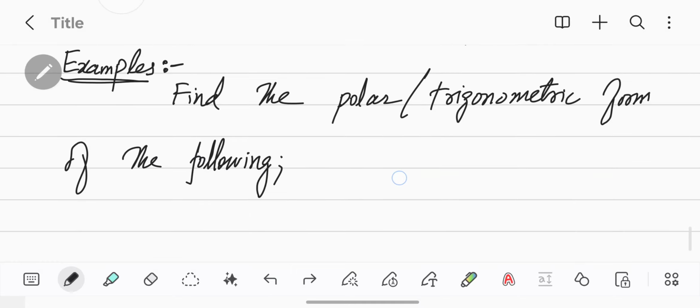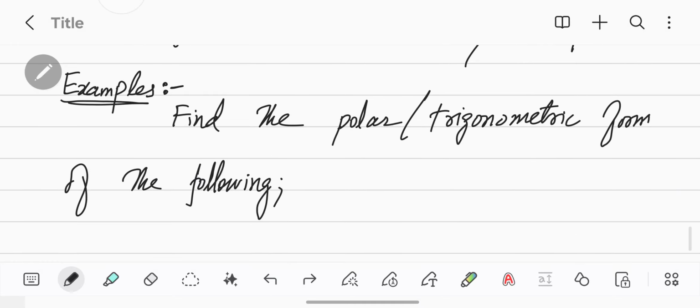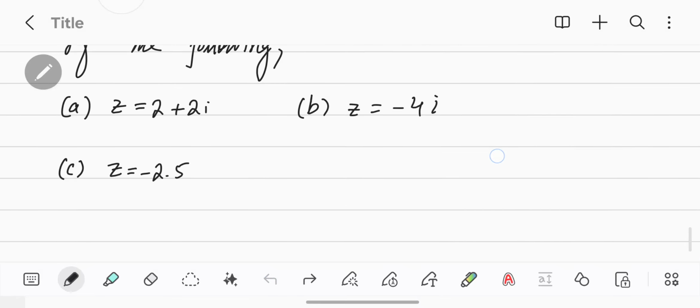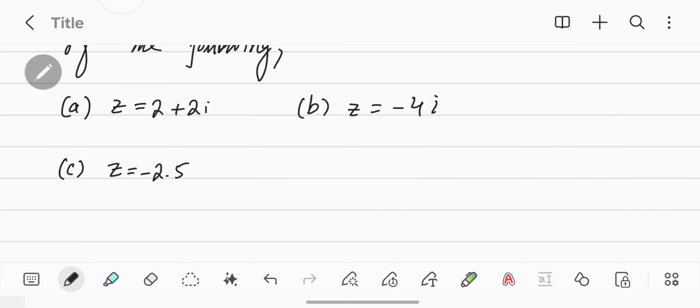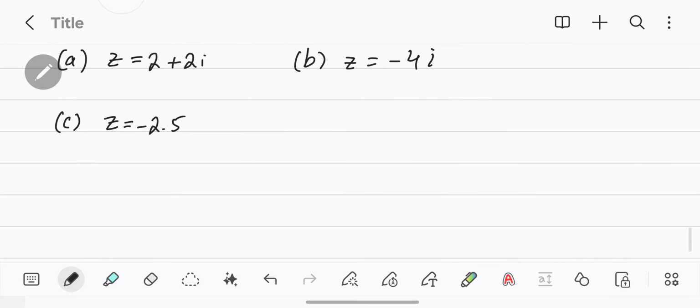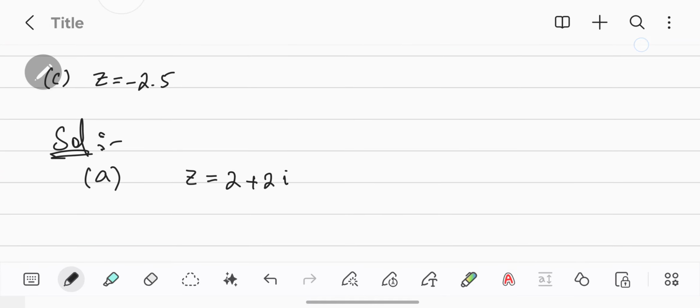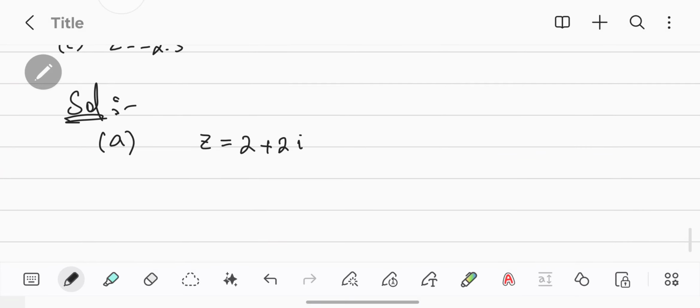So here is an example. In this example, we have to find the polar or the trigonometric form of the following. And here we have three different complex numbers, and we will find their trigonometric or polar form. So let's solve them one by one. So first of all, we will solve A.